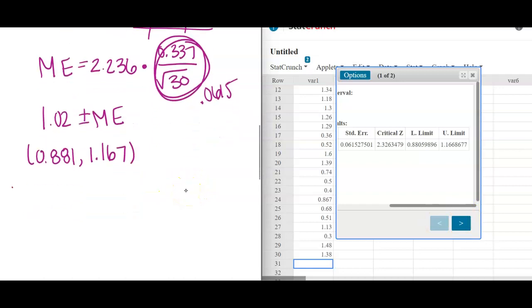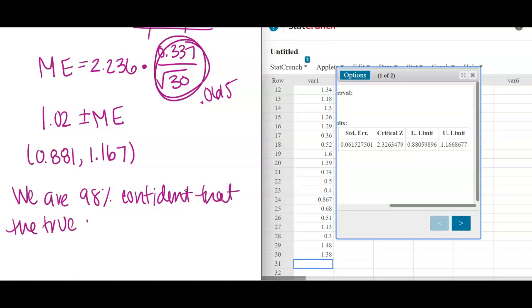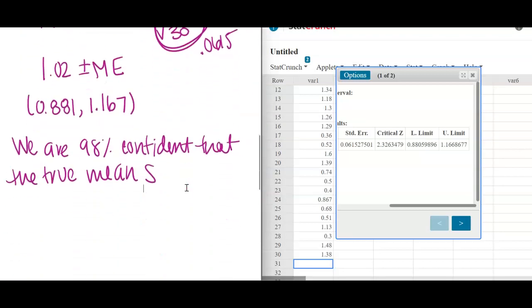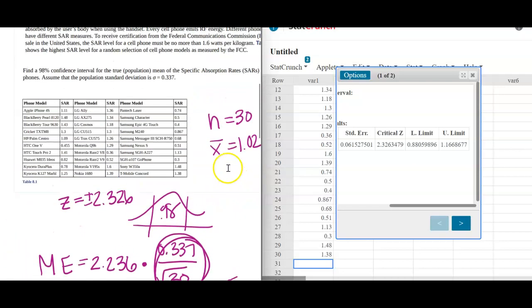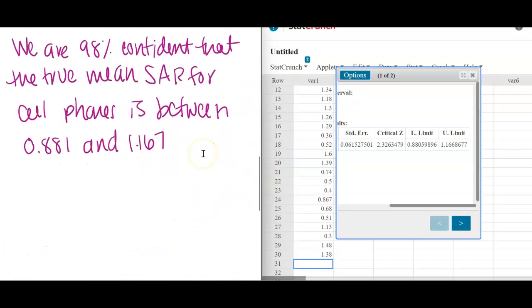So then we can say that we are 98% confident that the true mean SAR, is that what it was called? Yes, SAR, for cell phones is between 0.881 and 1.167, and what were the units? Watts per kilogram.